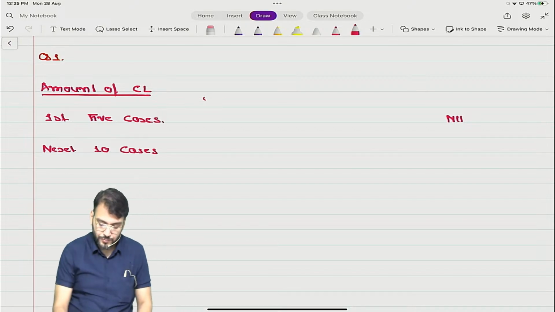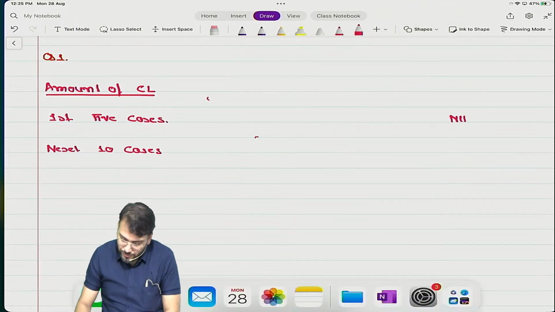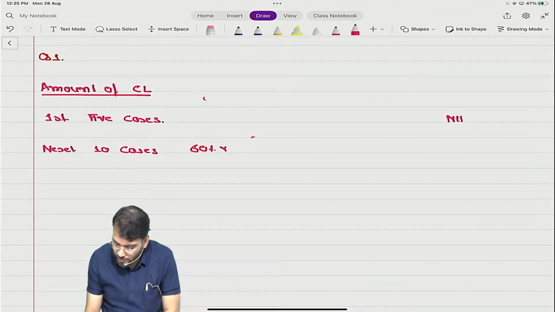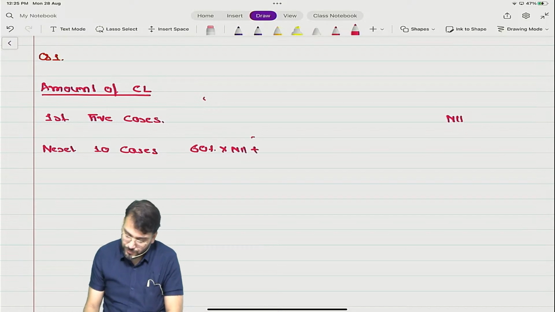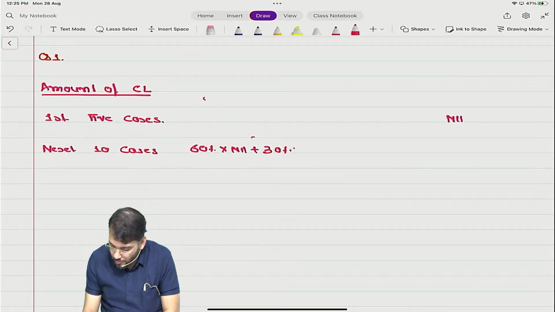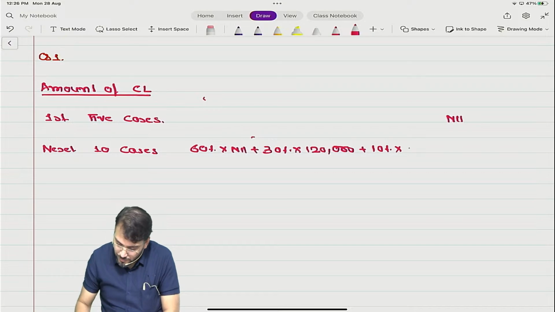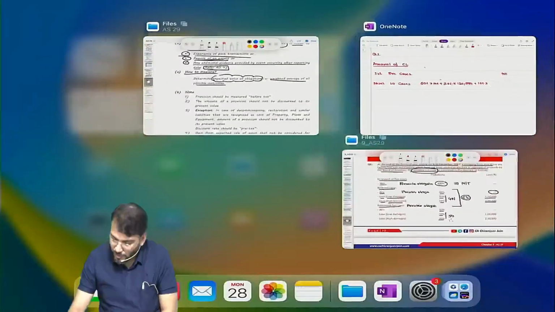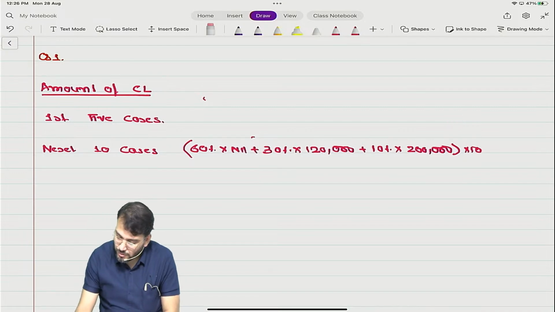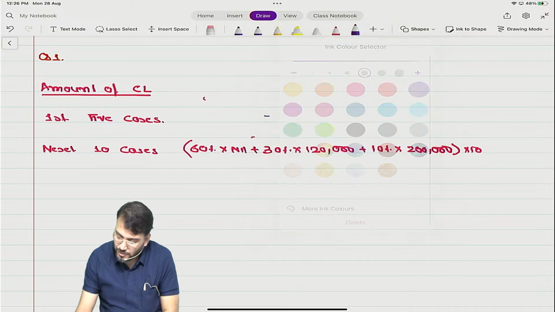Ten cases. Tell me, what will you do? So they have said what percentage? 60% nil amount. 60% into nil. Then plus what? 30% into 1,20,000. Then what? 10%, 2 lakh. This is for one case, but you want for how many cases? So you will multiply by 10. Yes or no? Now what amount is coming? You have a calculator, calculate it.